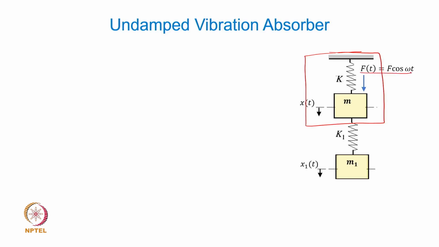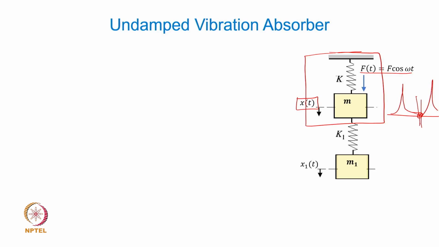We assume a harmonic excitation to this parent mass, and we have seen that this response x of t would of course have two resonances, but then it would have 0 amplitude somewhere there and another resonance slightly on the right side. But it is this location in frequency where the amplitude of mass m, which is our parent system or main system, would become 0, and that is many times required.